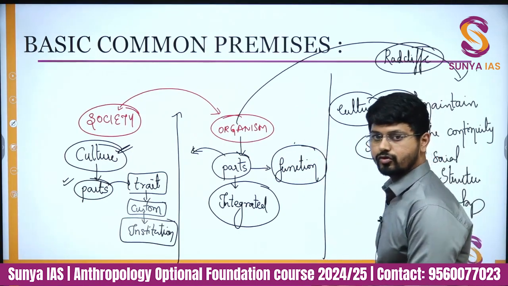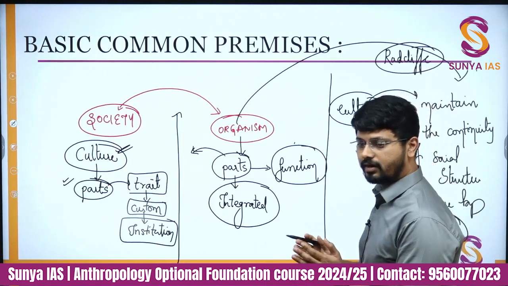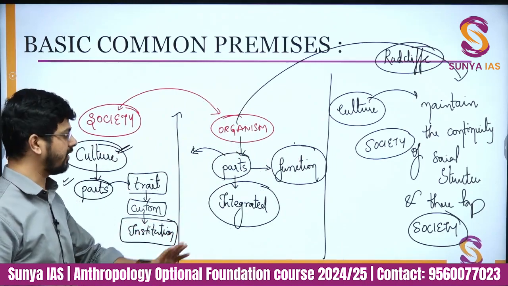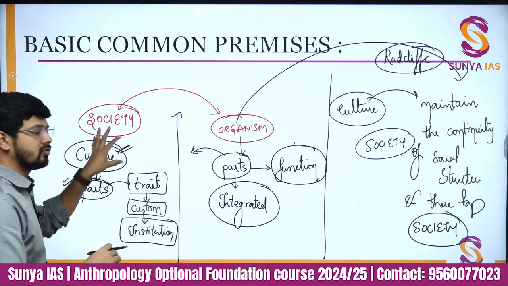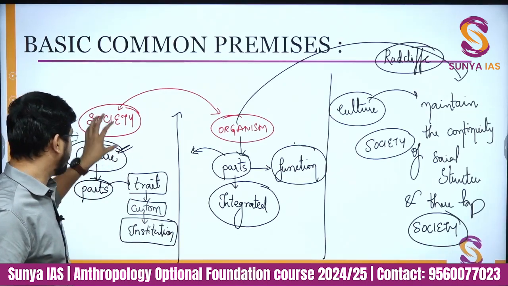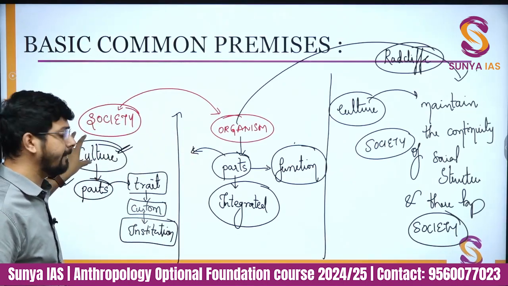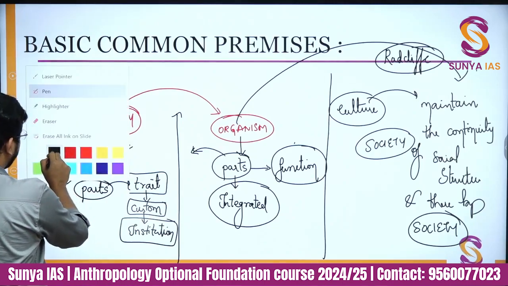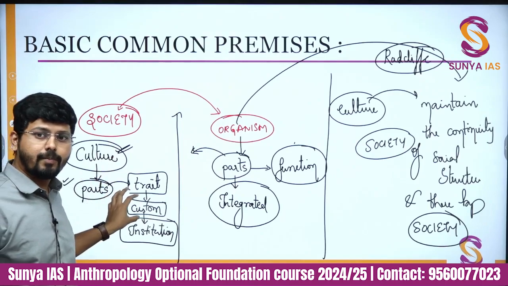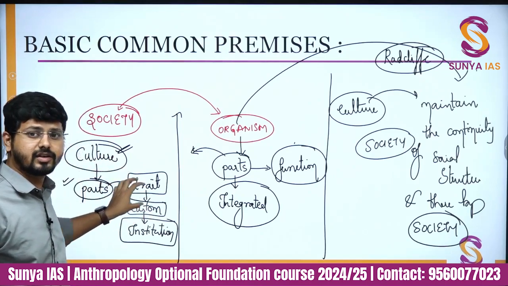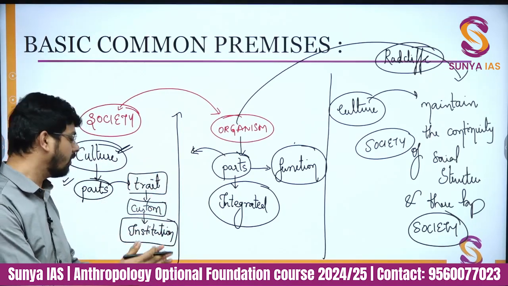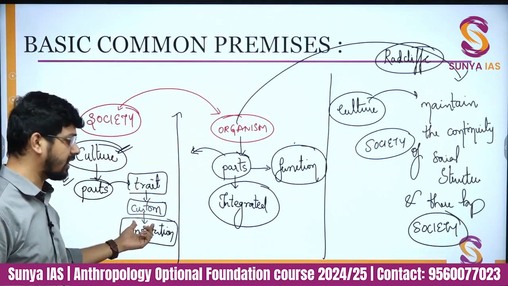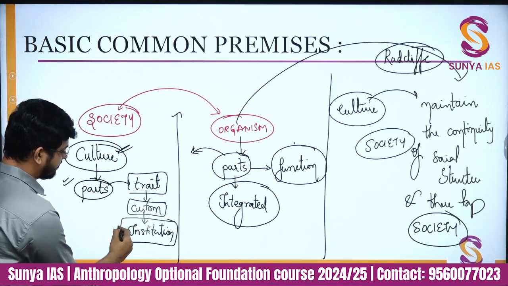He says that within the society you have parts, and these parts combine together and give rise to so and so things, which we have already discussed, so let's not go there. Let's focus on Malinowski. In Malinowski the comparison is made with respect to culture. Within the culture you have parts, and the basic tenet of culture is the trait, which I have explained, and several traits combine to form a custom, and several customs combine to form an institution.